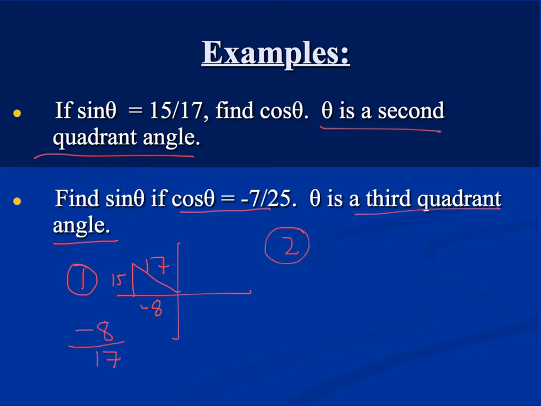For the second one, I have to make my triangle in the third quadrant. Again, always making one of my sides part of the x-axis. So cosine gives me x, negative 7, and over the radius is 25. Use your special right triangles or use the Pythagorean theorem to get a 24 here. Since we're going down, it's negative 24. Therefore, the sine of theta is negative 24/25.